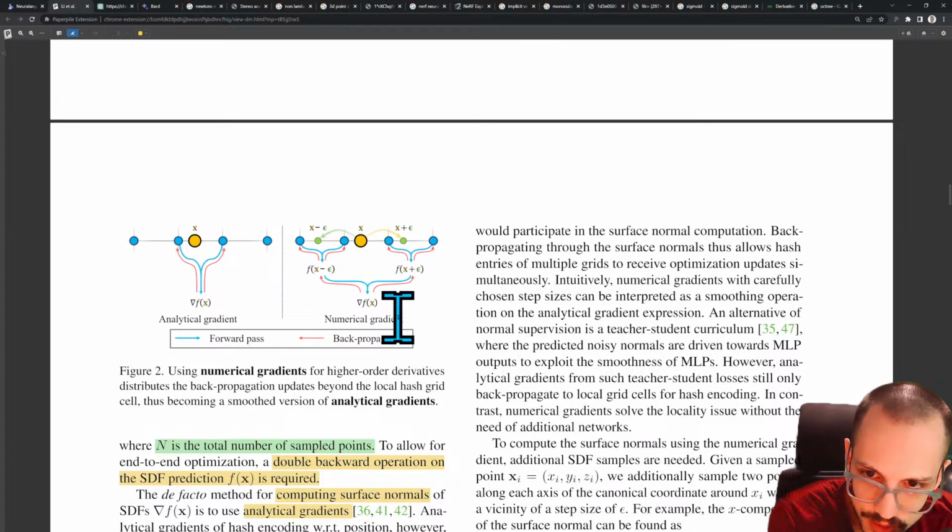But the way that they do it is they say, okay, you add and remove this little sigma here, or epsilon, sorry.